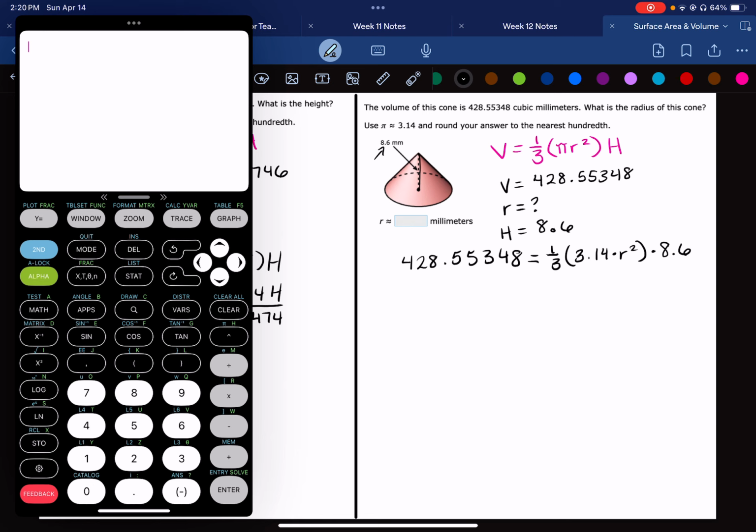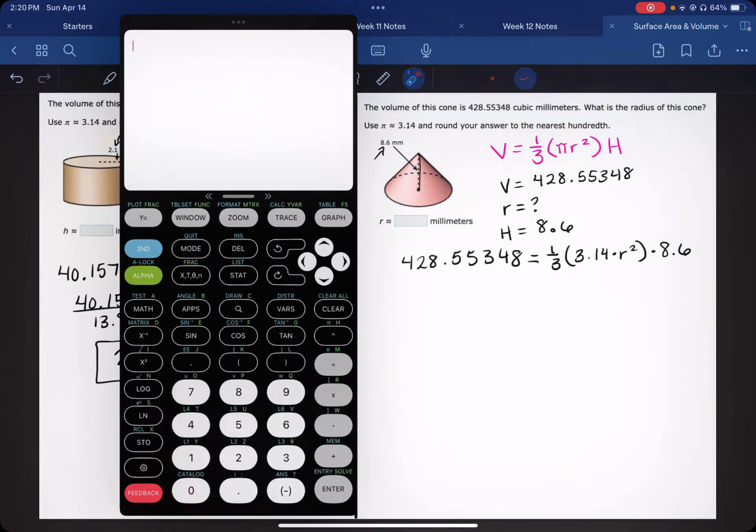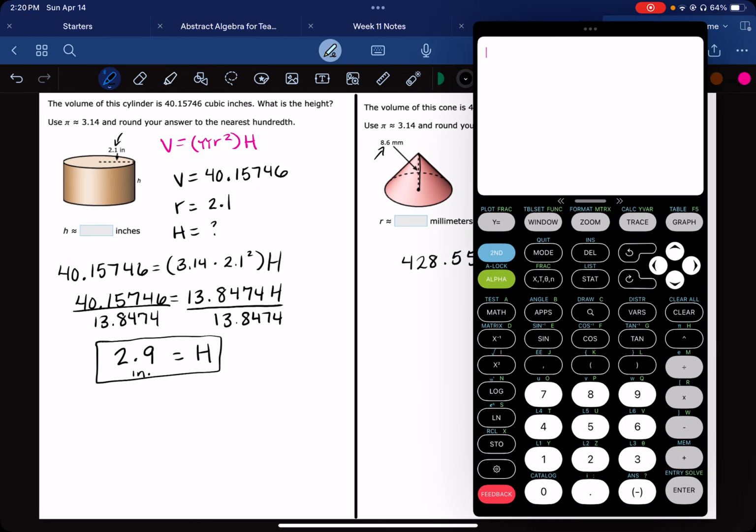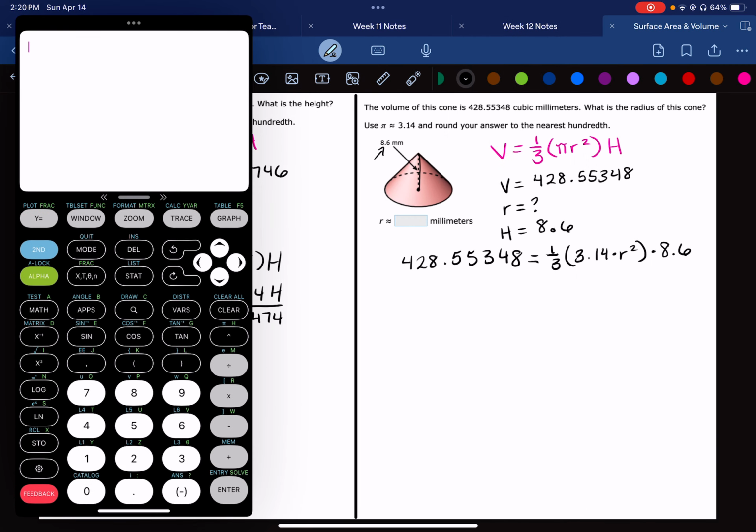Okay? Now, looking at the right side of my equation, I see that I have 1/3 times 3.14 times r squared times 8.6. I don't have any plus or minus going on, so I'm going to go ahead and do all of that multiplication aside from r squared. Now, just because 8.6 is on the outside doesn't mean it can't go with everything. Because we're dealing with multiplication, things can get moved around and reordered. So in the calculator, I'm just going to put all of that in together.